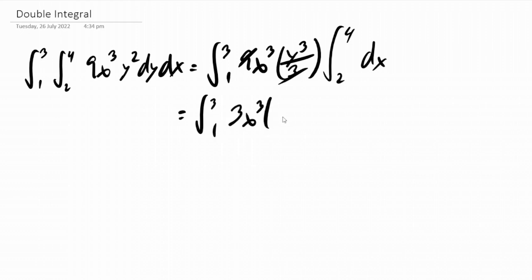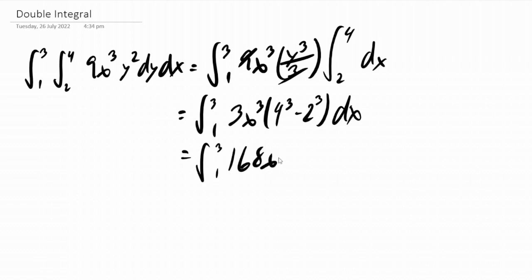3x cubed, 4 cubed minus 2 cubed dx, that is equals to 168x cubed dx. Next, since this is now dx, we will look for the integral of x cubed. 168 is a constant, so we bring that out, and the integral of x cubed is x raised to 4 over 4, with limits from 1 to 3.